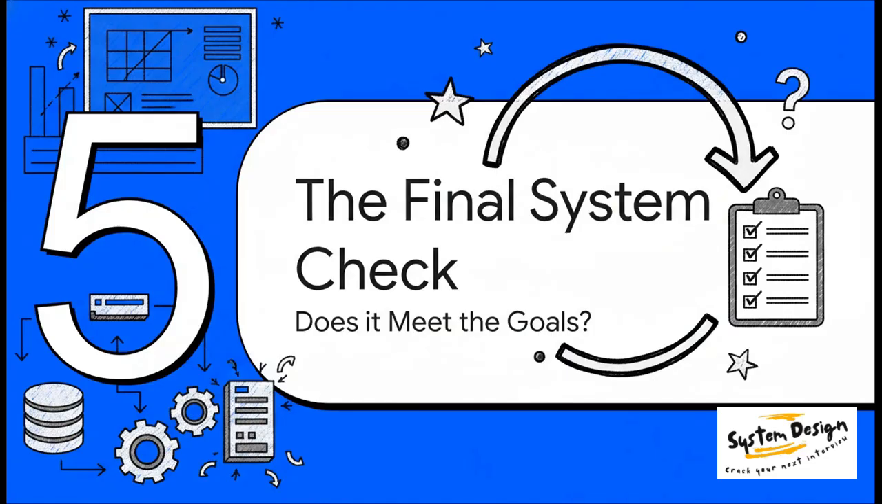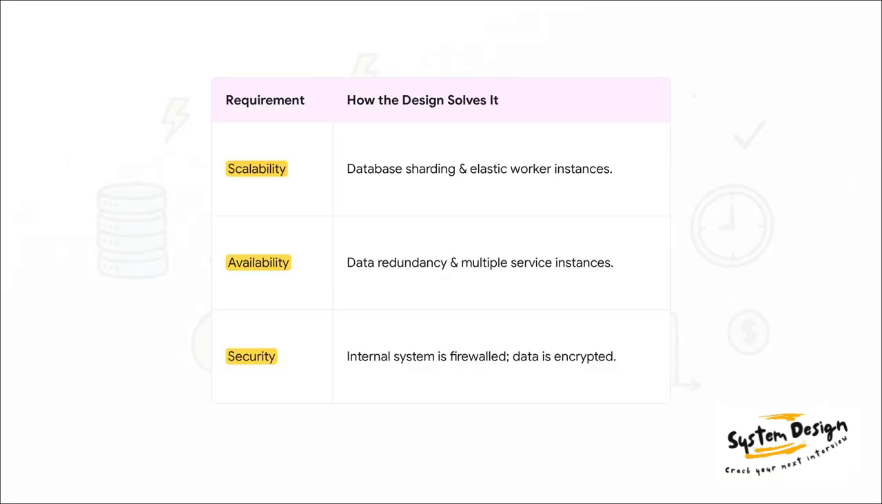So we have our blueprint. We've figured out how to solve for data storage and data processing. The final step is to circle all the way back to the beginning. Let's hold our design up against those original non-functional requirements and see how we did. And it looks like a clear win.